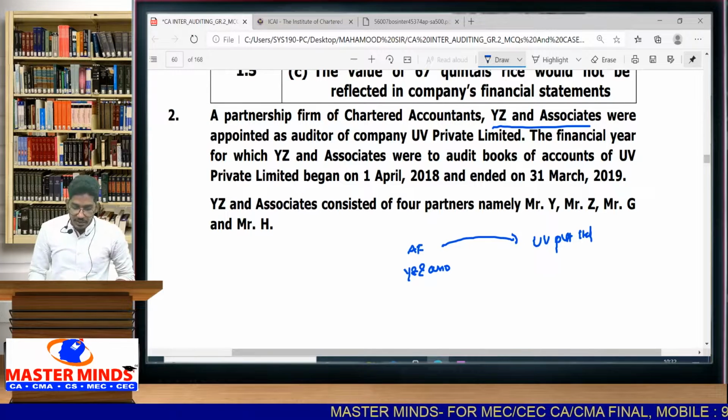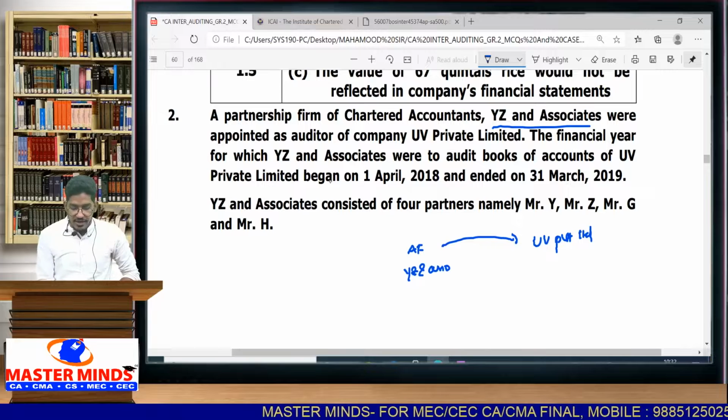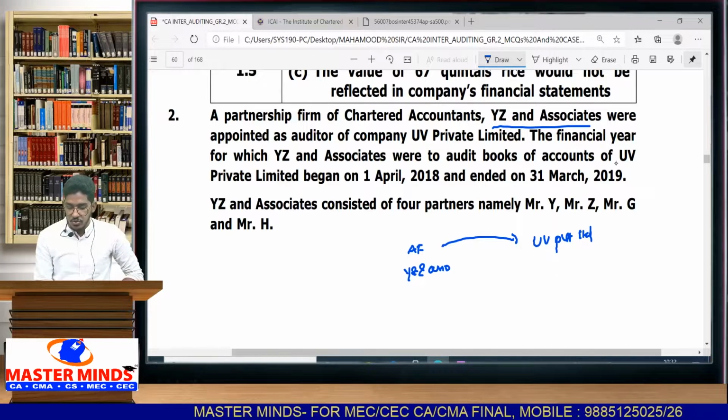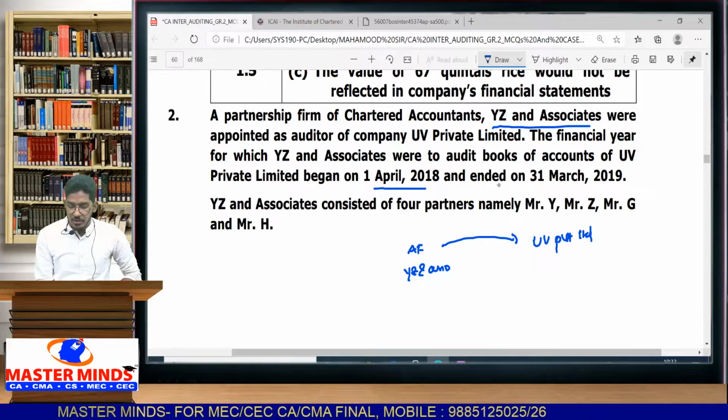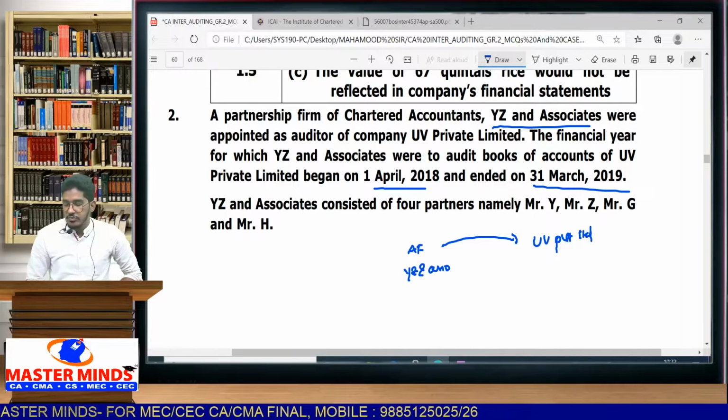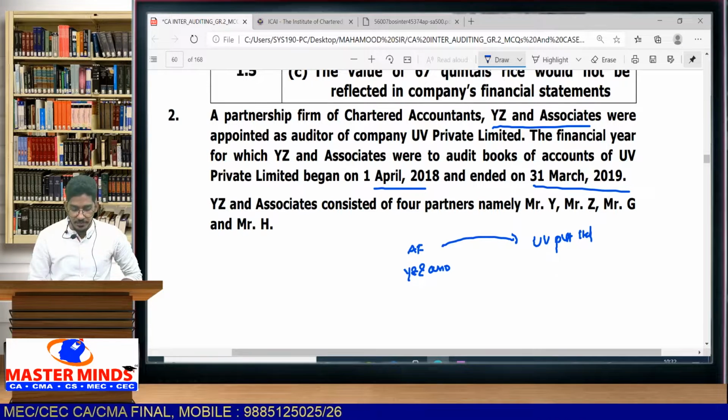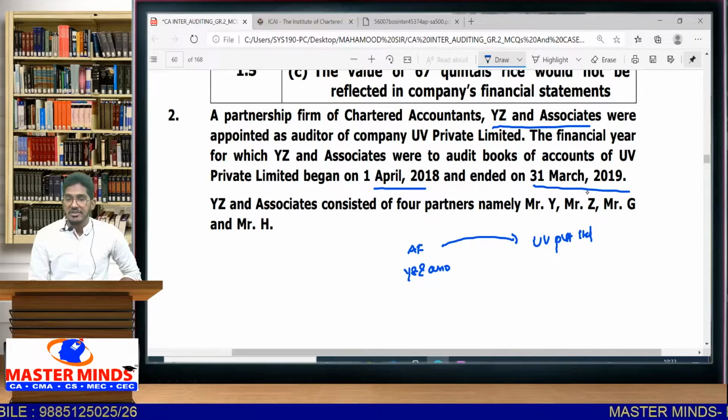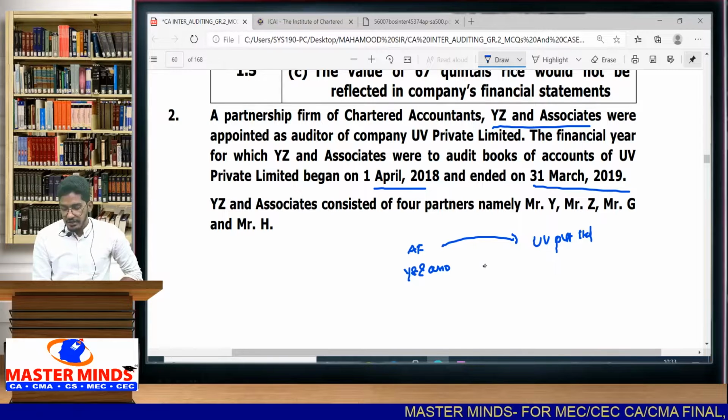Then the financial year for which YZ and Associates were to audit books of accounts of UV Private Limited began on 1st April 2018 and ended on 31st of March 2019. Very simple. They are just telling you they are appointed for which financial year. They have to verify books of accounts from 1st April 2018 to 31st of March 2019. That means YZ and Associates were appointed as auditors of UV Private Limited for the financial year 2018-19.